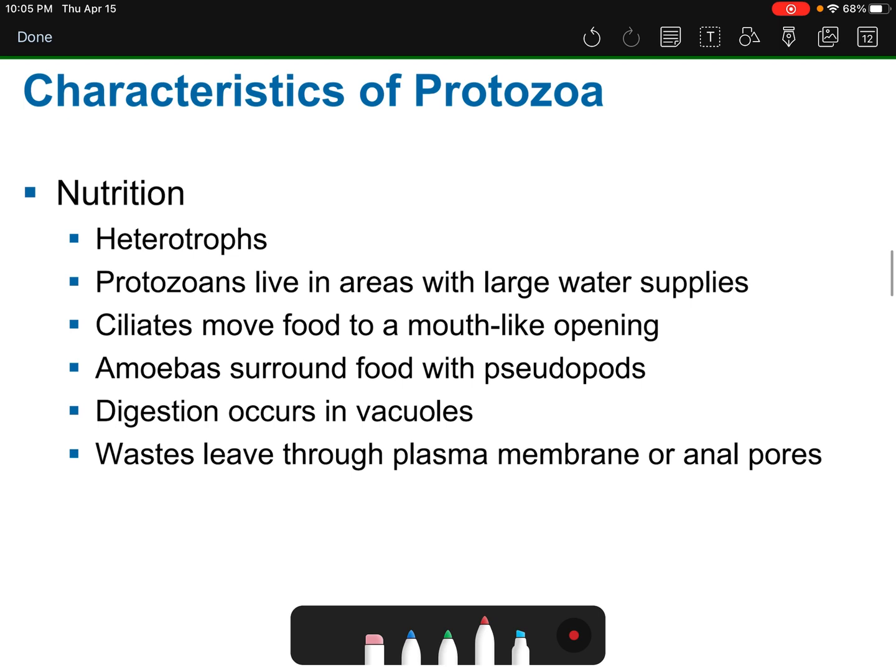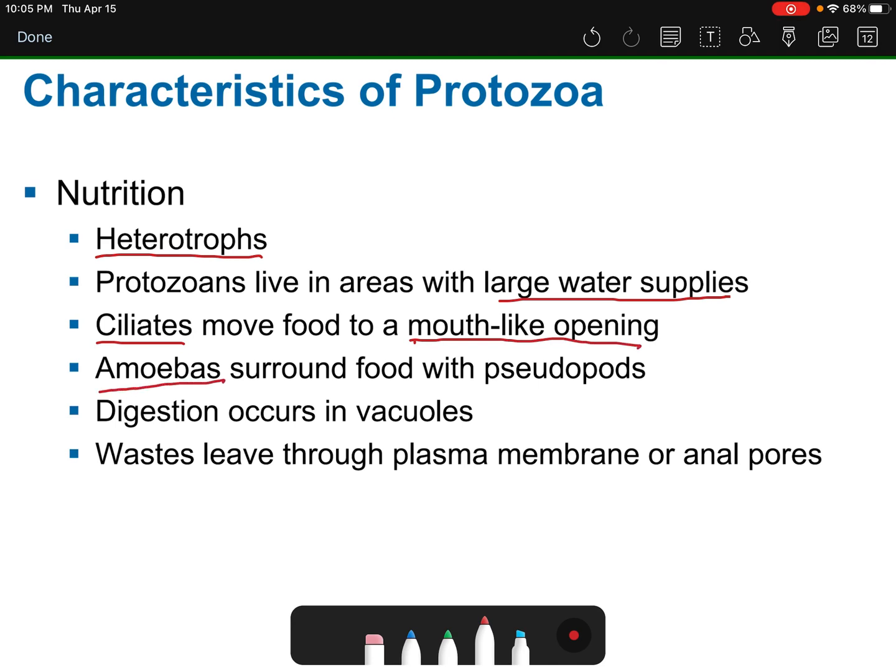As far as nutrition, protozoans are heterotrophs. They live in areas with large water supplies generally, and they have a variety of ways of moving and obtaining their food. Those organisms that have cilia, like paramecium, beat those little hair-like particles back and forth to a mouth-like opening to take in their food.